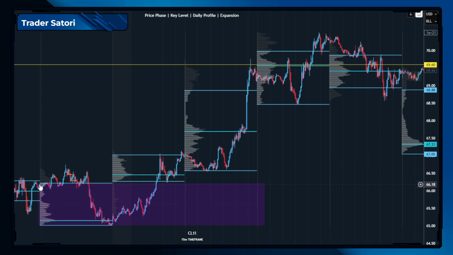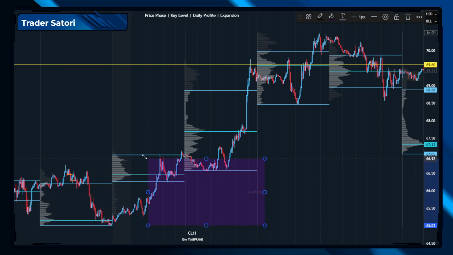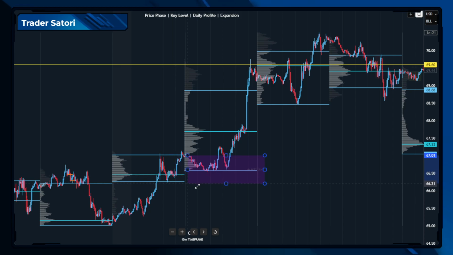Okay, let's go on to the next day. Next day, we draw our value box. Price is again moving higher, so we're only looking for long positions.